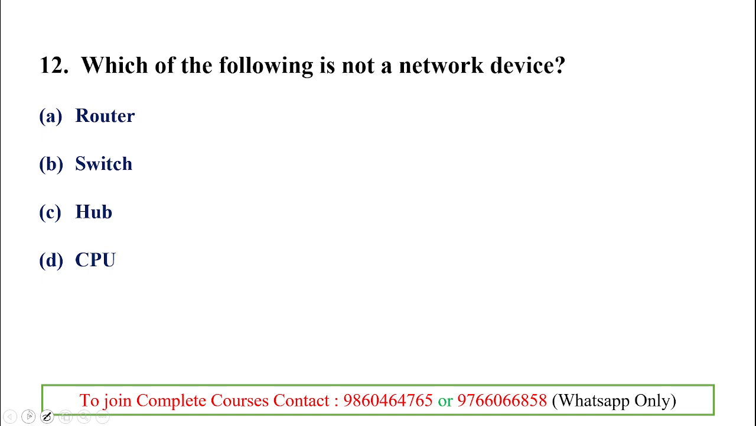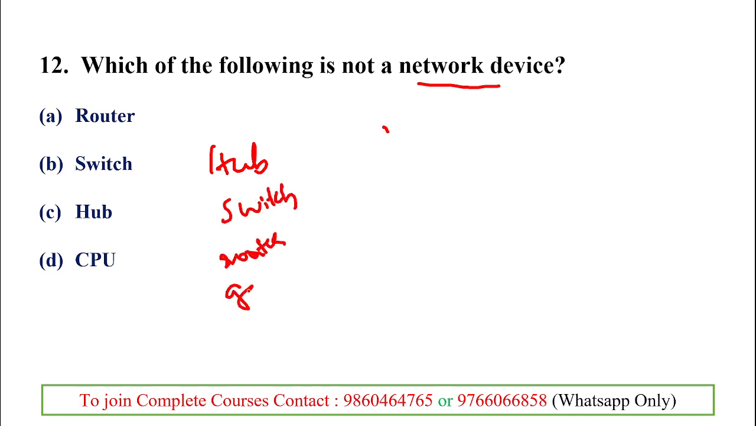Then, which of the following is not a network device? First of all, let's talk about what a network device is. A network device is also referred to as networking hardware. Some examples of network devices in computers include hub, switch, router and gateway. You are familiar with these words; these are network devices. And the right answer is the one that is not a network device, that is the CPU.